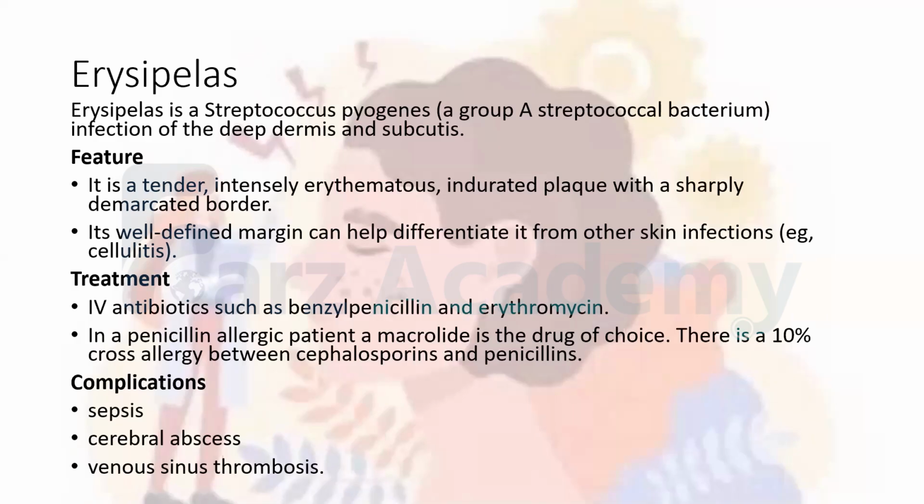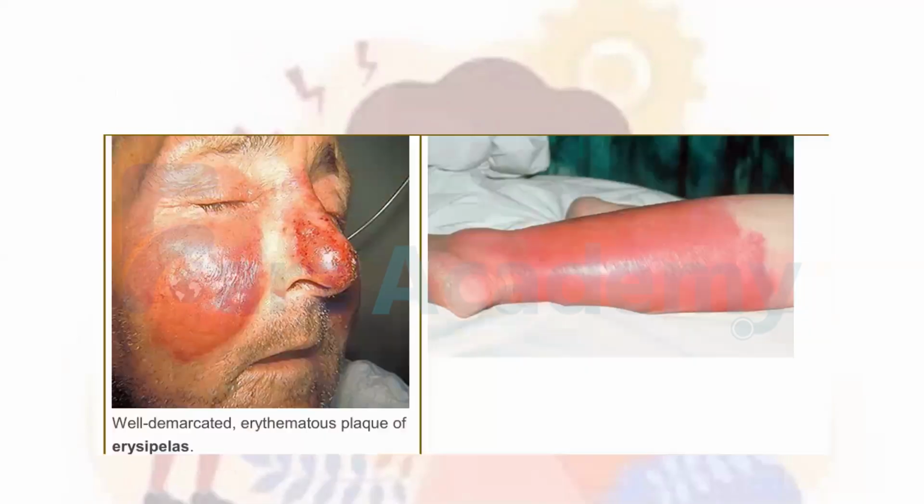What are the complications of erysipelas? Sepsis. There can be spread of infection leading to secondary infection in other areas, for example cerebral abscess, and also venous sinus thrombosis. This is how these lesions look. The lesions are well demarcated, and if you see the leg here, in cellulitis it will be diffusely red with edema. Here you can see there is a well-defined margin. This is how you differentiate cellulitis and erysipelas.